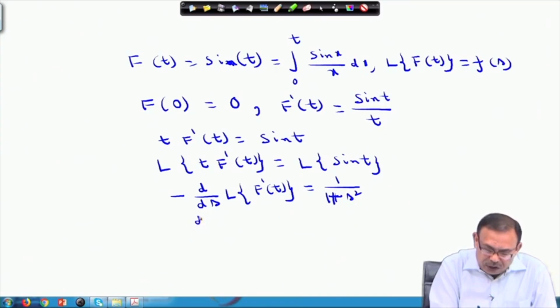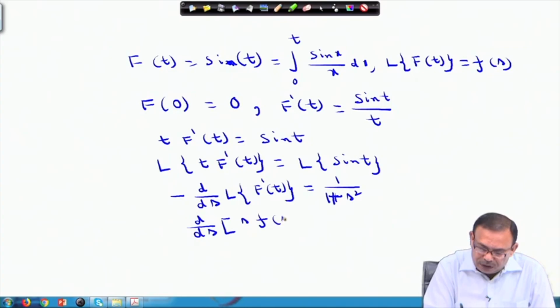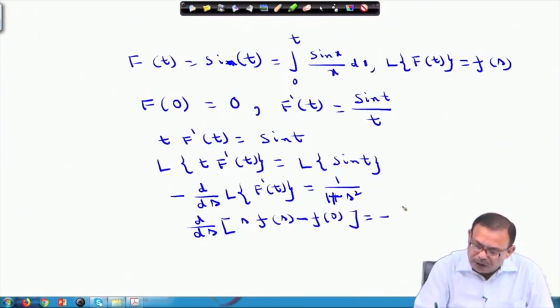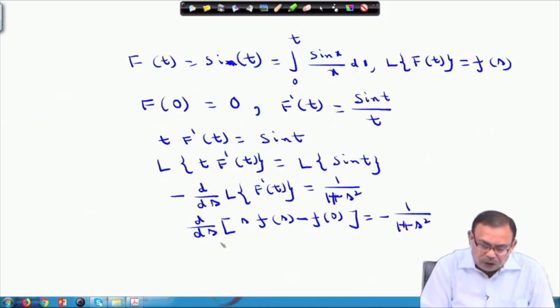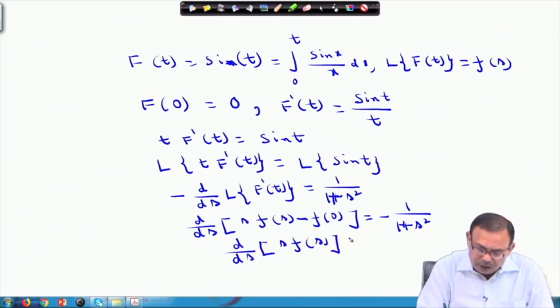Again, for d/ds of the Laplace transform of f'(t), you can write the Laplace transform of f'(t) as s F(s) minus f(0). Bringing the minus to the right side, it becomes 1 by 1 plus s square. So, d/ds of s F(s) equals 1 by 1 plus s square. And d/ds of f(0), since it is a constant term, will be 0.